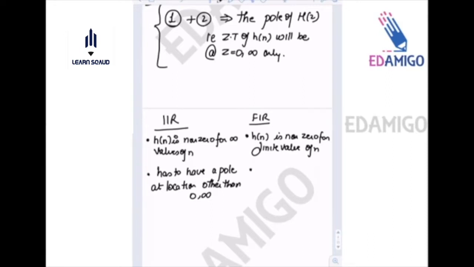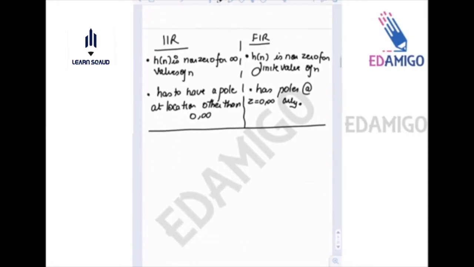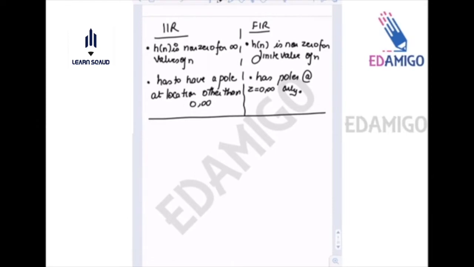Next, in FIR we can say that it has poles at z equals 0, infinity only. Okay, so this is very important. Now this is enough for IIR and FIR. This much is enough for the information on what is IIR and what is FIR.